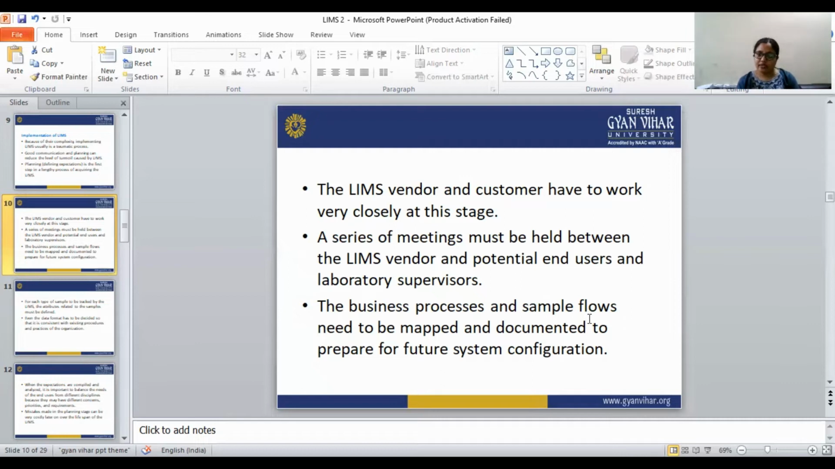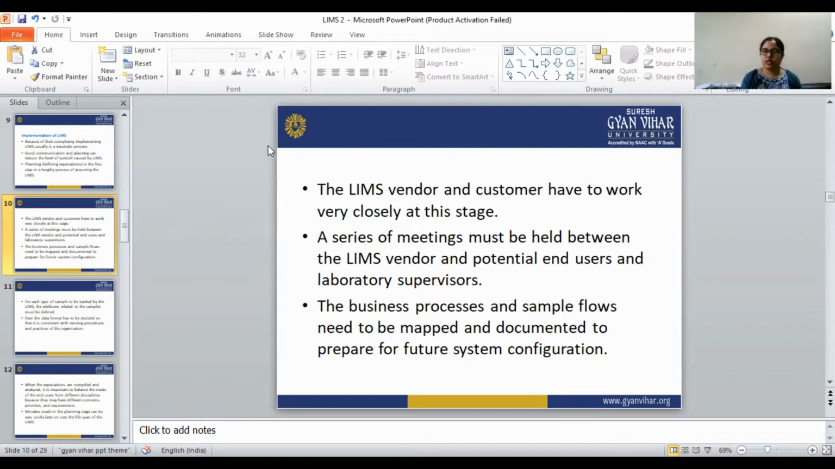So the vendor and the customer have to work together in the first stage, to avoid any complexity or to avoid the cost of the LIMS. So this is the first step of the implementation of the LIMS, meaning the planning. They have to plan accordingly to avoid all this complexity.